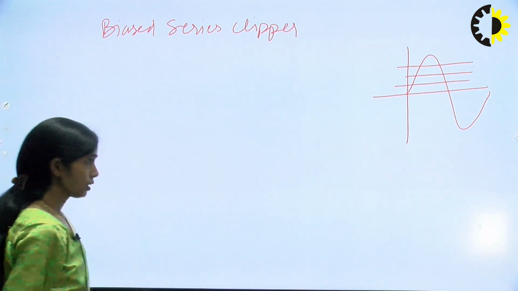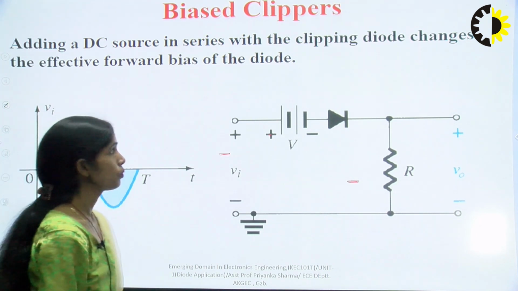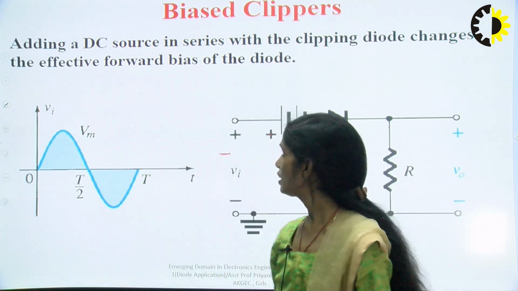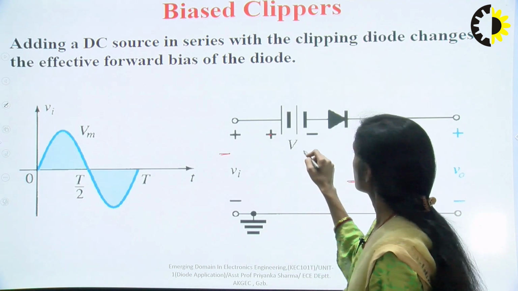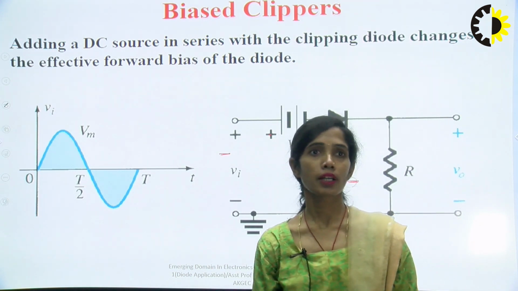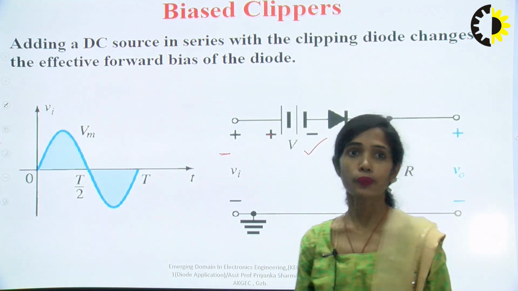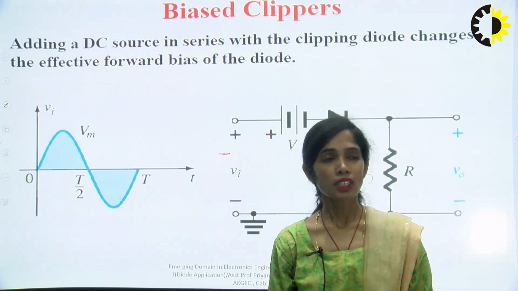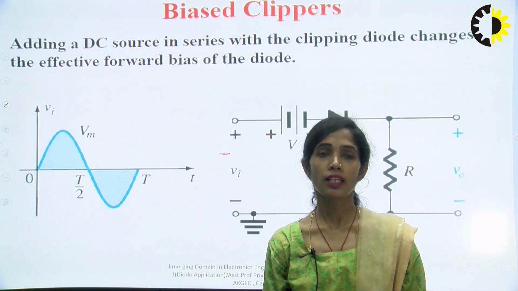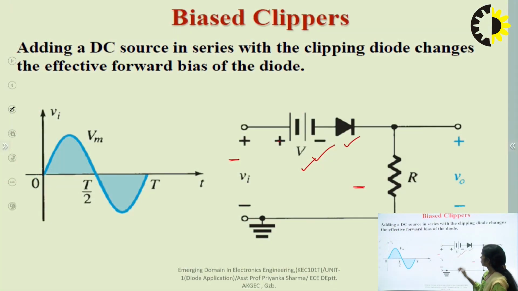So if we talk about the biased series clipper circuit, in this we have to add one DC level here. Adding a DC source in series with the clipping diode changes the forward bias of the diode. Initially, whatever input voltage we are giving, that whole voltage is appearing across the diode.